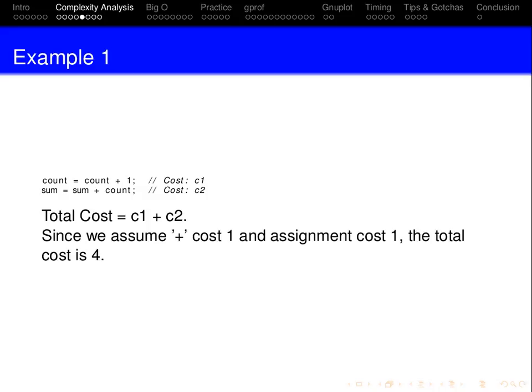We have the count, setting equal. You're setting the variables and you're adding count with count plus 1. Right, so there's a plus here, that's 1. There's an assignment here, that's 2. There's another addition here, that's 3. And then there's another assignment here, that's 4. So the cost here is 4. Everyone good?